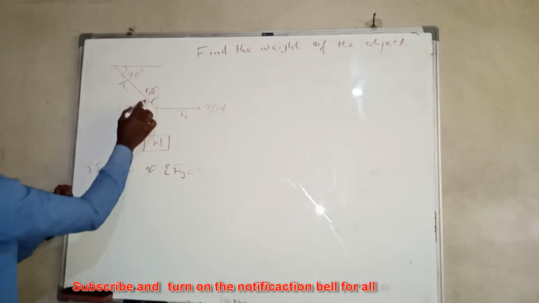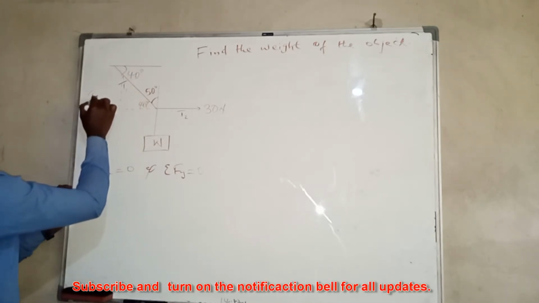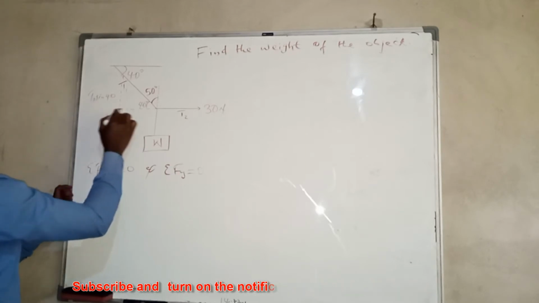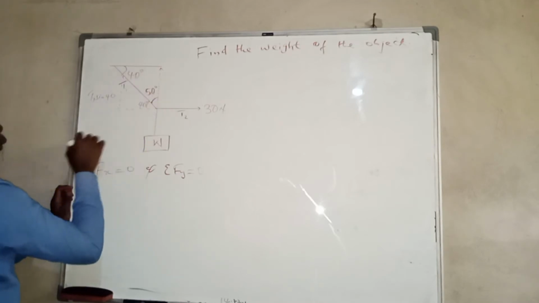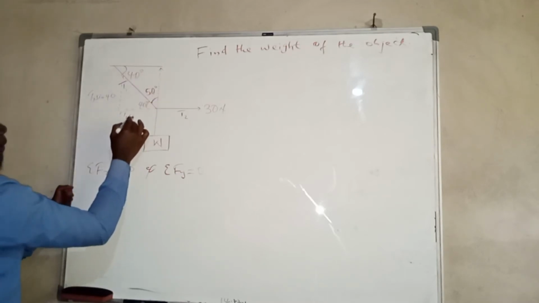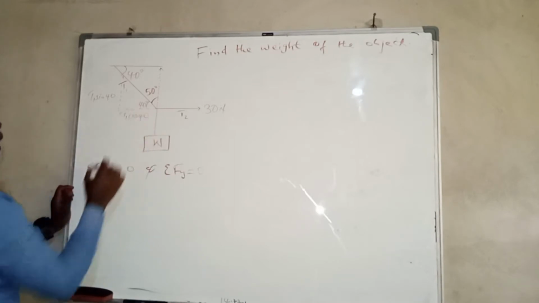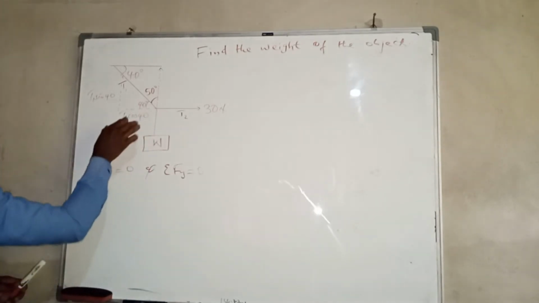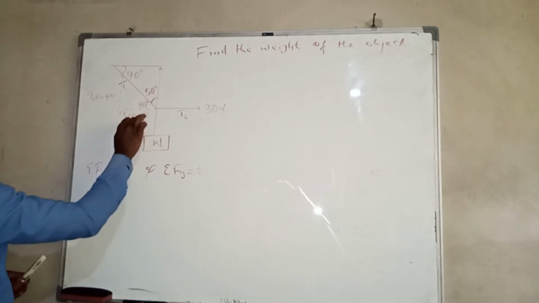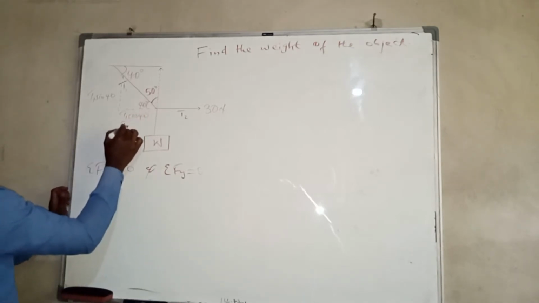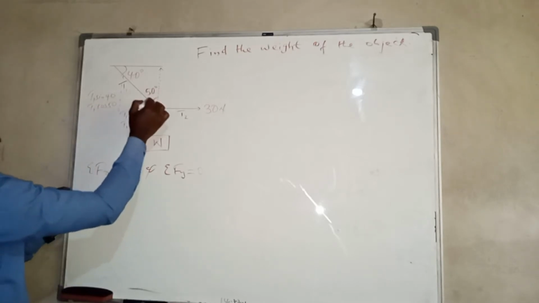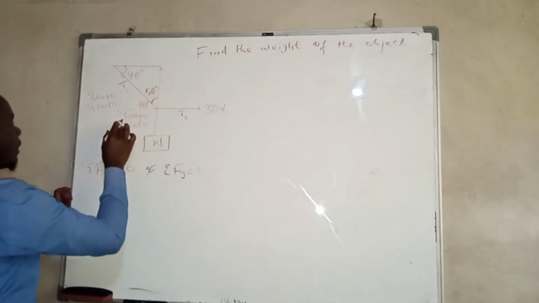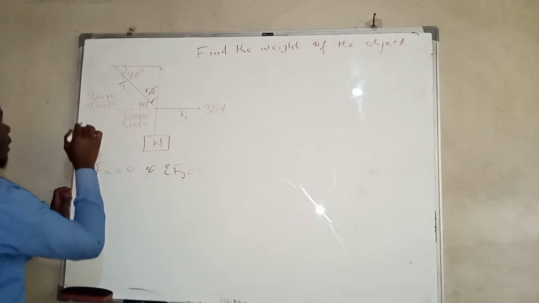So this one will be T1 sine 40, and this one we have as T1 cos 40. Or if we want, we can use this one as T1 sine 50 and this one T1 cos 50 with respect to this one, but we're going to work with T1 cos 40 and T1 sine 40.